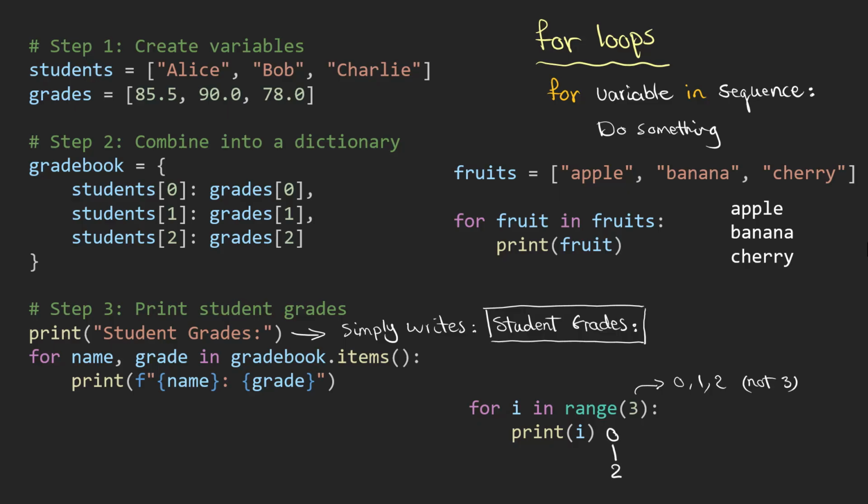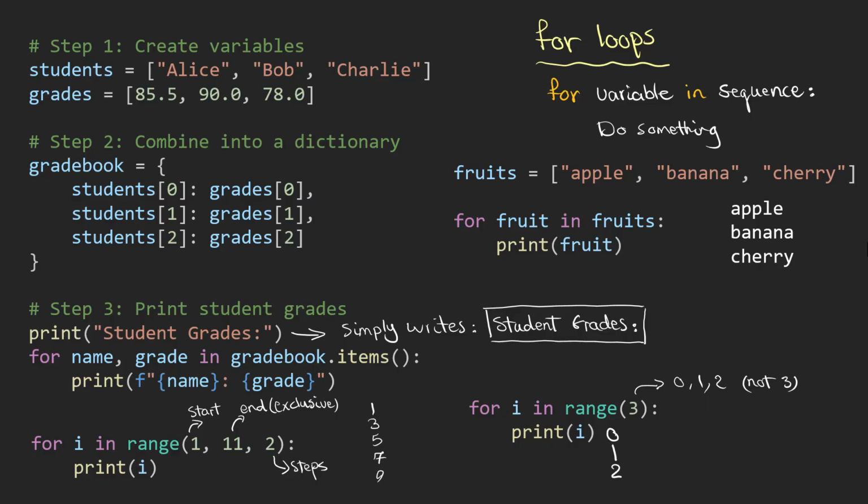So the output of this program is three numbers, 0, 1, and 2. A more general form of this object allows you to write the start point, the end point, which is exclusive, meaning that it is not considered, and a third number that determines the steps. So the output of this code is odd numbers smaller than 11.